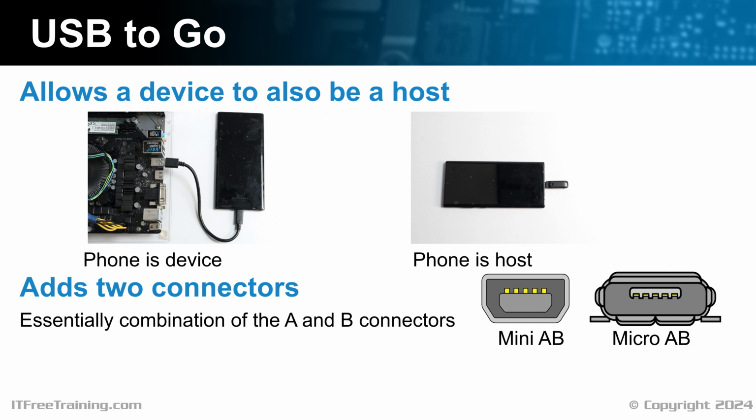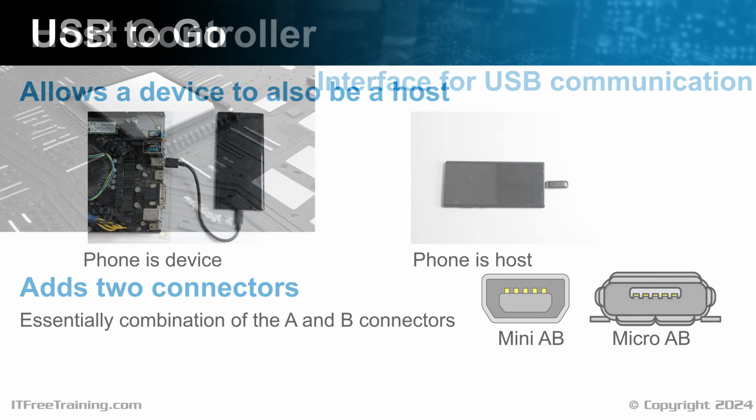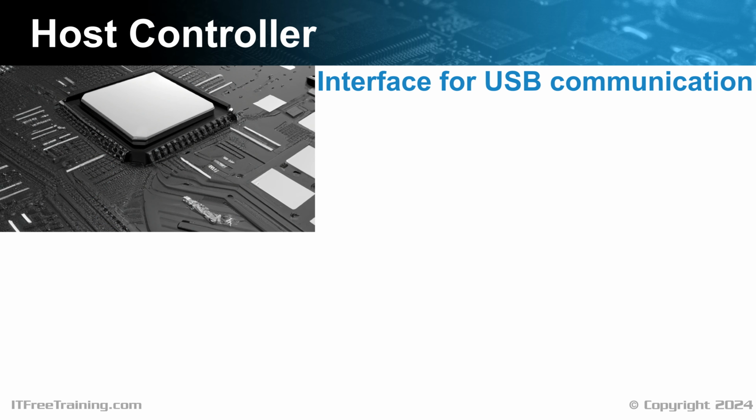Now that we understand how the host-device relationship works in USB, let's have a closer look at how the host itself works. A host device, such as your computer, will have a host controller. This may be a separate chip or be part of another chip on the motherboard. This forms the root of all USB communication. All USB communication gets sent to the host controller.